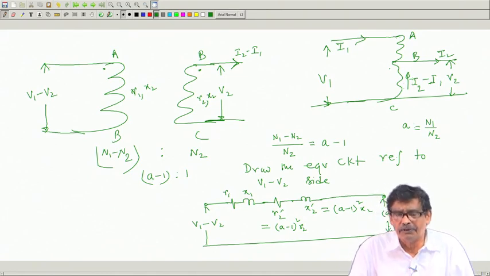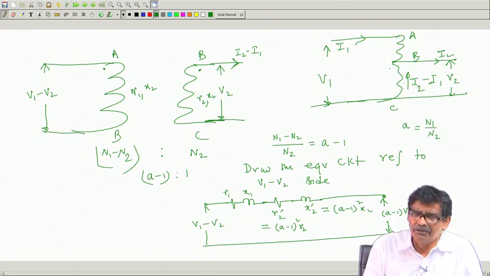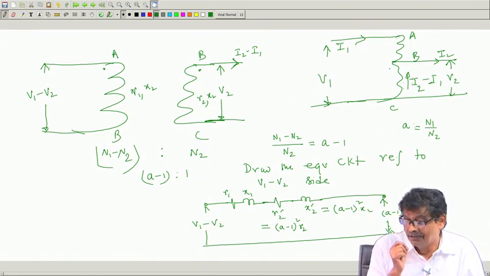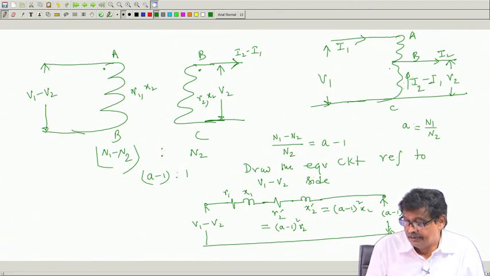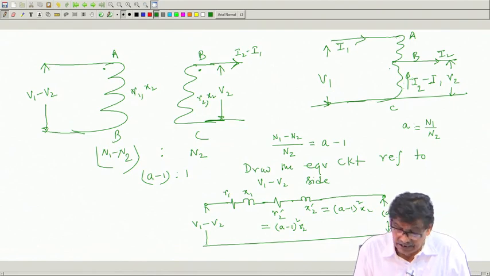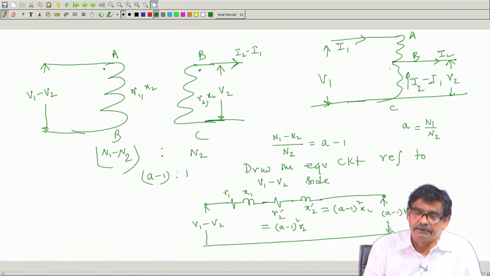In auto transformer, the equivalent circuit drawing is slightly, I will not say the word tricky, but rather I will say you have to apply your own minds correctly. So that the correct equivalent circuit you can draw referred to a particular side. Thank you.